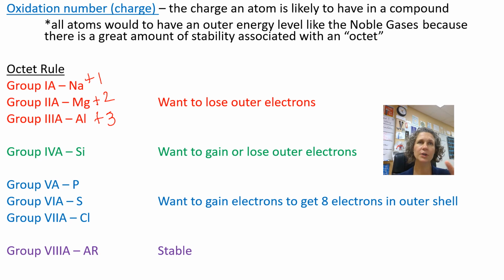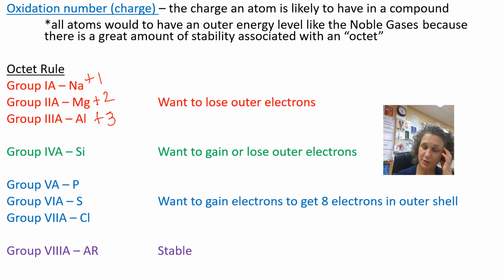Now, whether it's going to gain or lose, it will tend to lose electrons if it has a number of electrons closer to 0, and 1, 2, and 3 are closer to 0, so it will lose them. If they're closer to 8, it will tend to gain those electrons. So it's kind of what's easiest: to lose just a few or gain just a few.